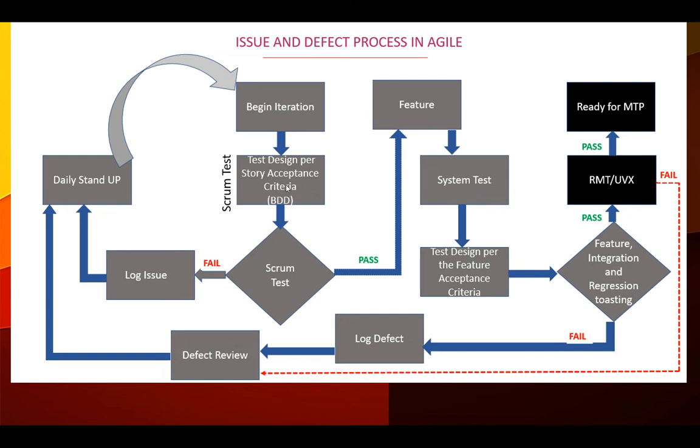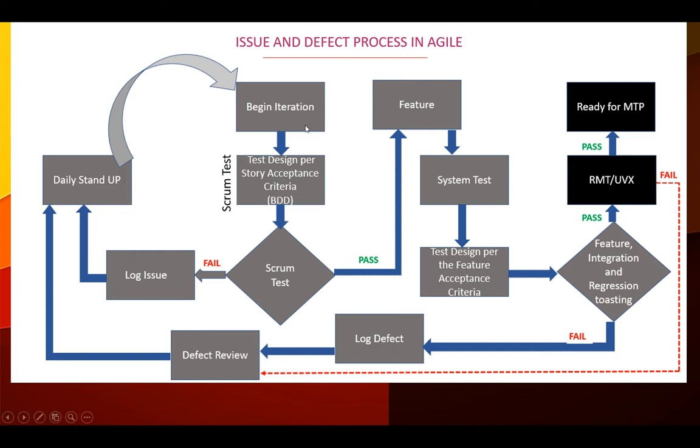So just to remind everybody, we are talking specifically about the issue and defect process in Agile. Okay, so we'll not touch anything on the development side or anything after that. We solely focus on when the story is complete and some bug is coming, how it is being treated, when it is an issue, when it's a defect.